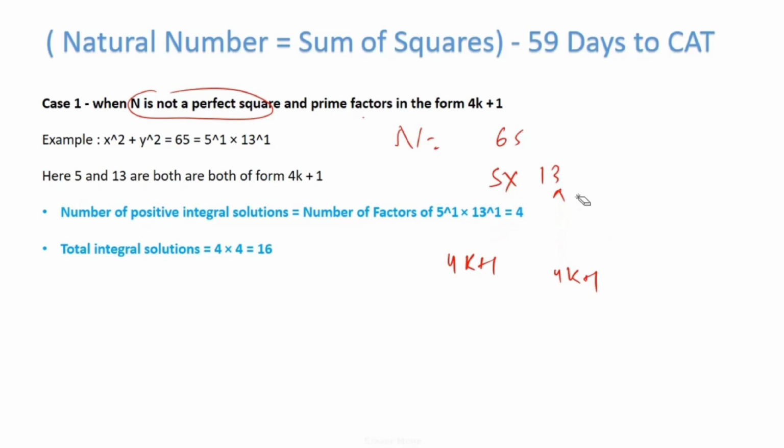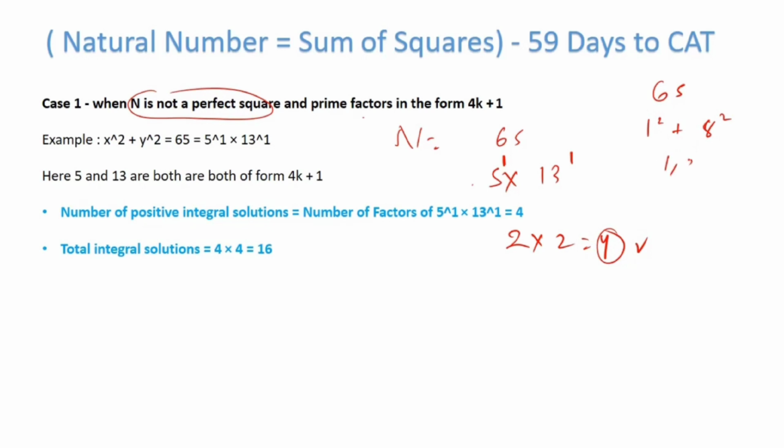The number of positive integer solutions here will be equal to the number of factors. So what will be the number of factors? That will be 2 into 2, which is equal to 4. The number of positive integral solutions will be 4. How? Let's see. 65 can be written as 1 square plus 8 square. Solution can be 1, 8 or 8, 1.